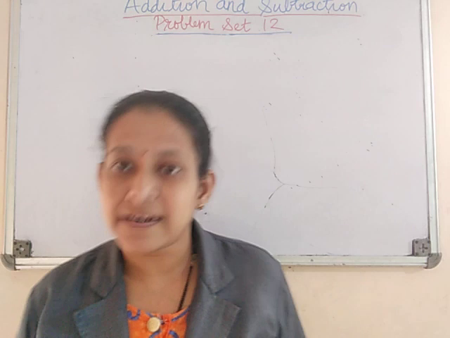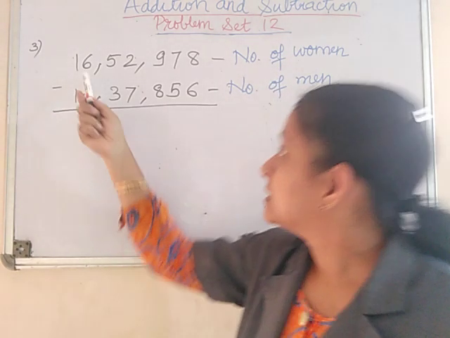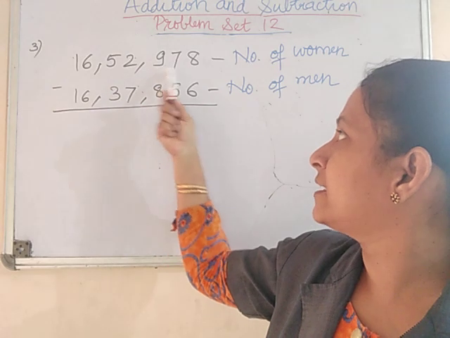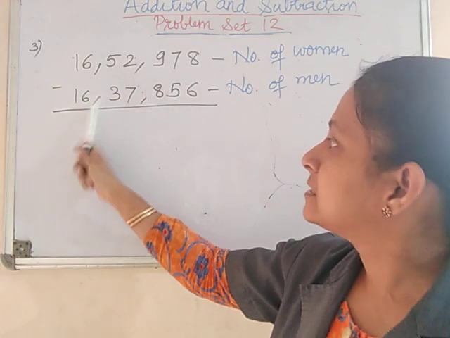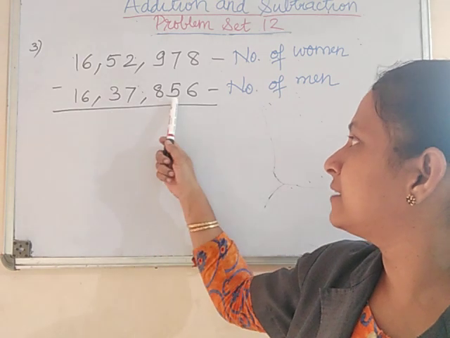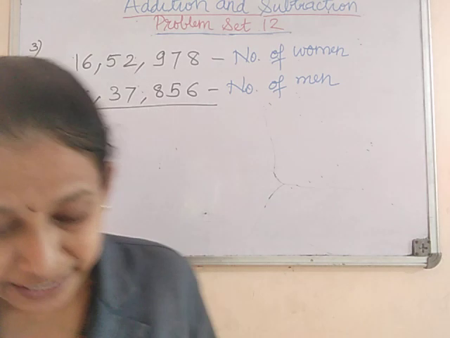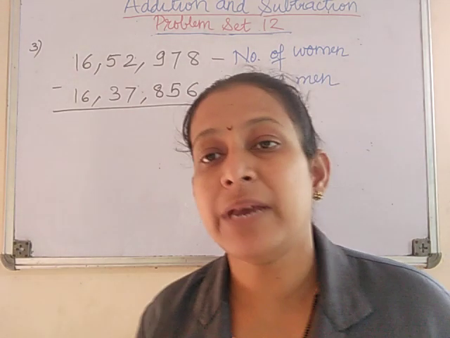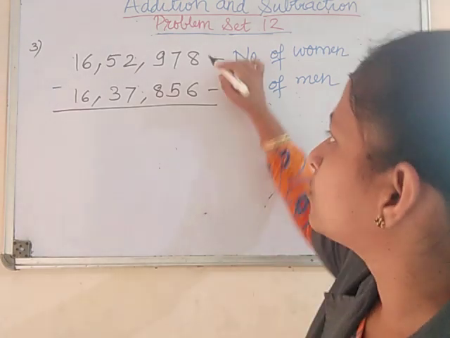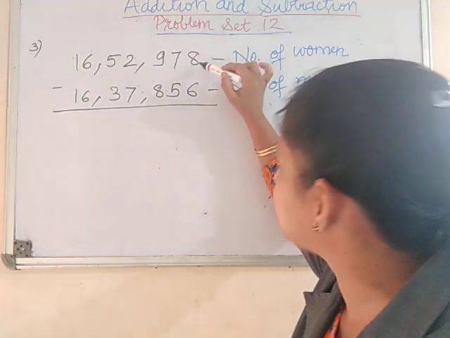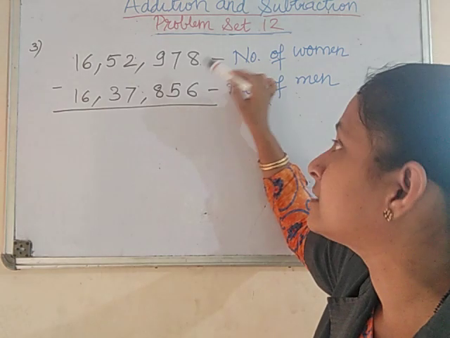So let's write the data first. The data is 16,52,978, the number of women in a certain city, and 16,37,856, the number of men in that particular city. So let's find out the difference between the number of women and men by subtracting. First let us see the digits given here. The digit here is 8, which is more as compared to 6, therefore we can easily subtract 6 from 8.